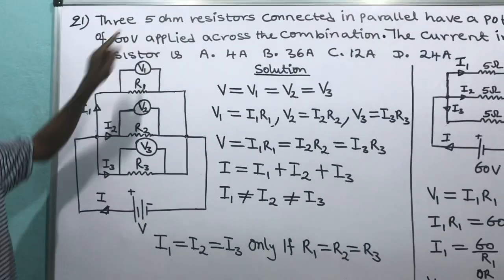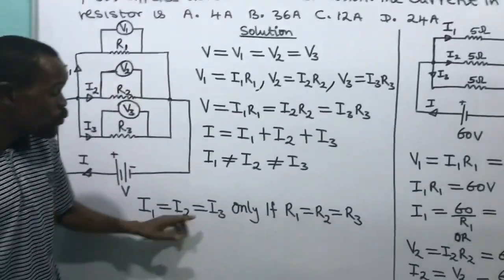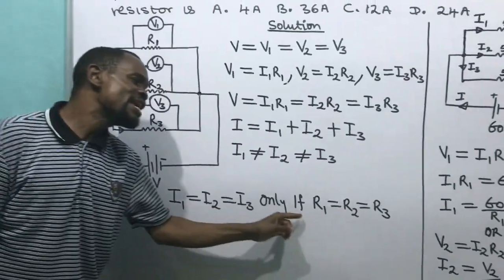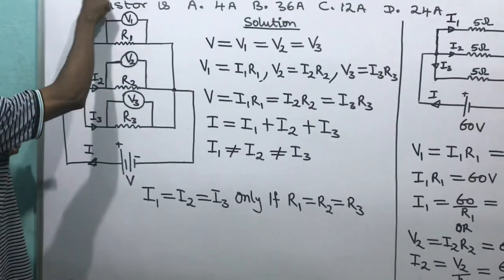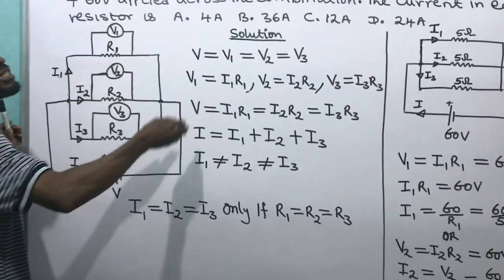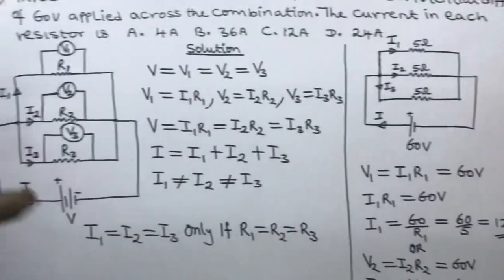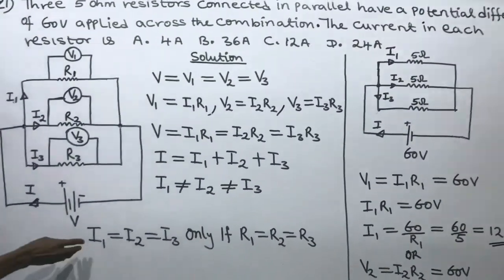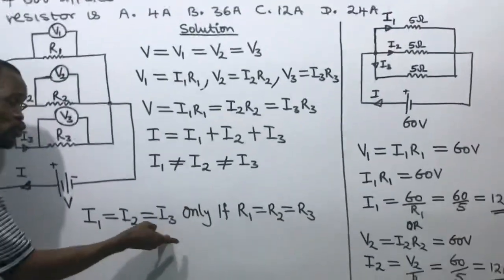Are you following? Current 1, current 2 and current 3 will be equal to each other only if R1, R2, R3 are the same. Look at it, they say 5 ohms. That means the resistances are equal, so R1, R2, R3 are the same, which is 5 ohms. Therefore, current 1 will be equal to current 2, and current 2 will be equal to current 3.